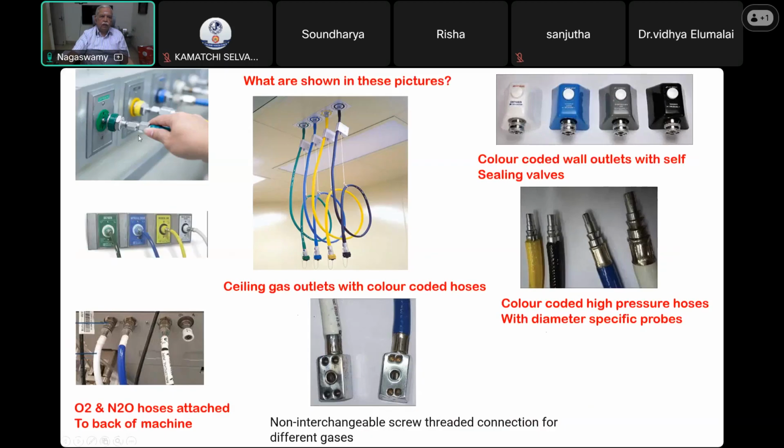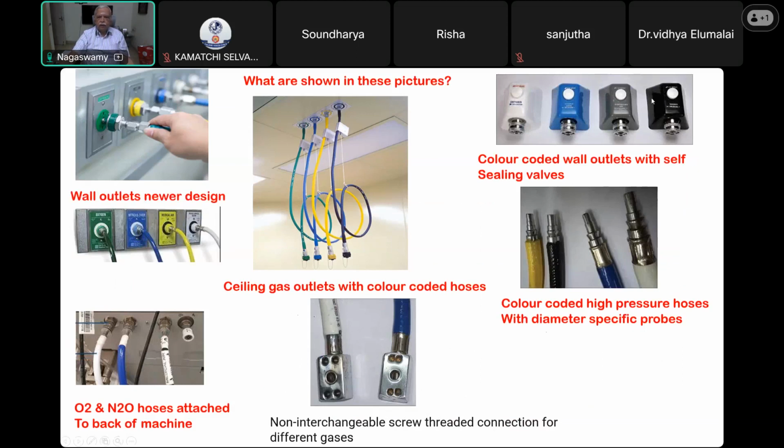So this is a modern way, what is called newer outlet designs. This is how the design is made in the modern theaters. This is a very older method. In olden theaters only you will find this.